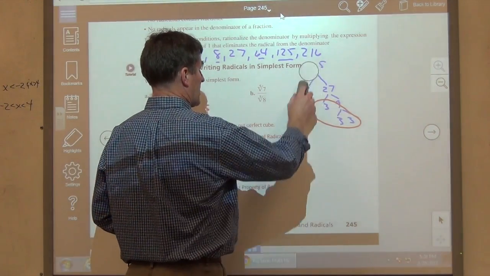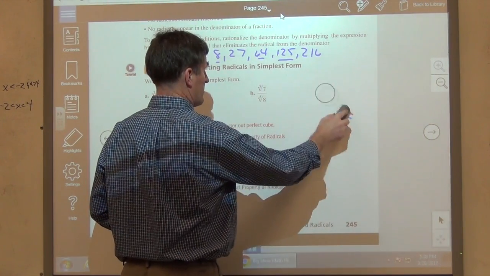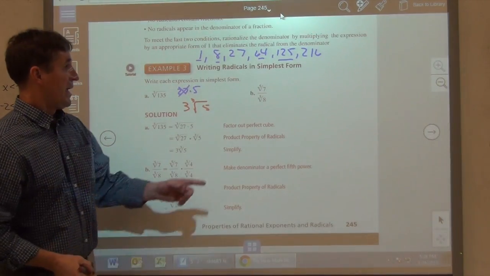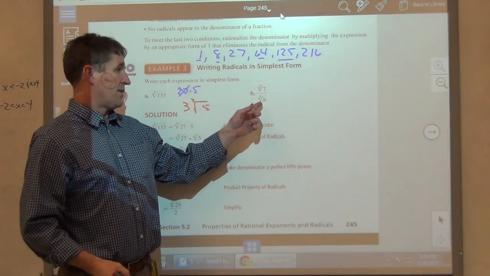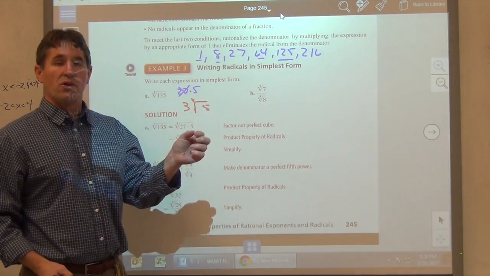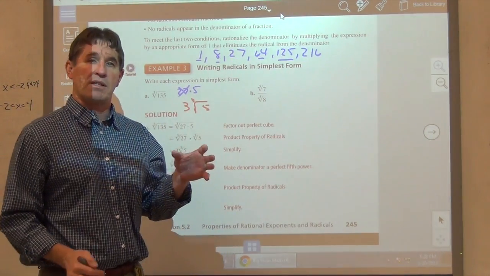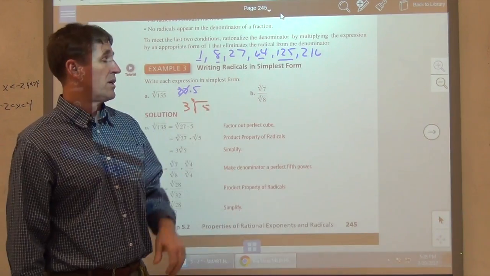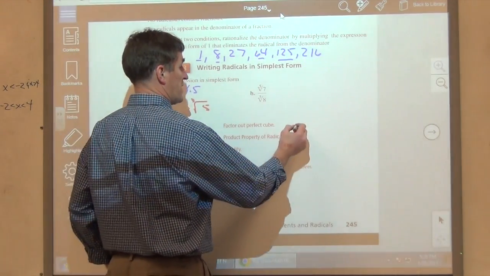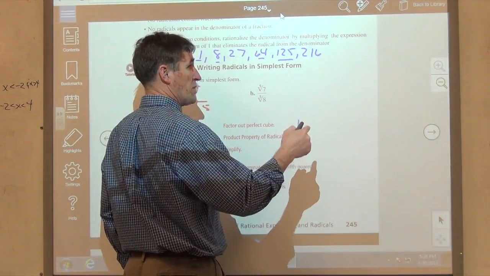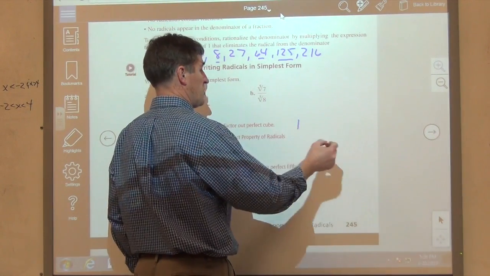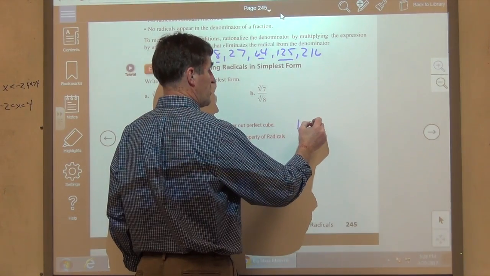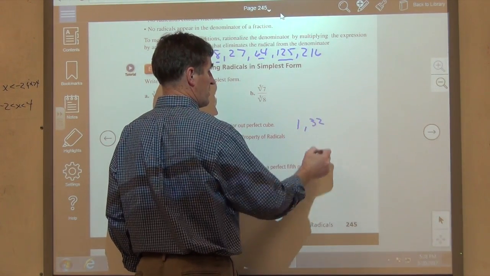Now, this next one's a little more complicated, because these are fifth roots. So we have the fifth root of 8. What you're looking for on this is numbers that 8 goes into that you can take the fifth root of. So we know that 1 to the fifth power is 1. 2 times 2 times 2 times 2 times 2 is 8, 16, 32. Okay?